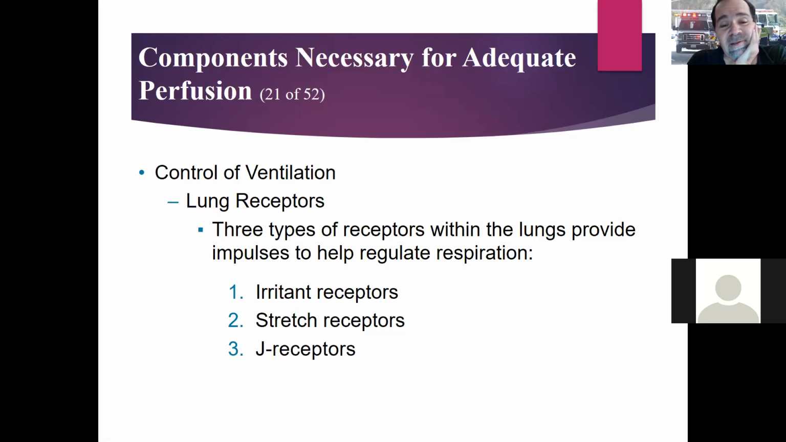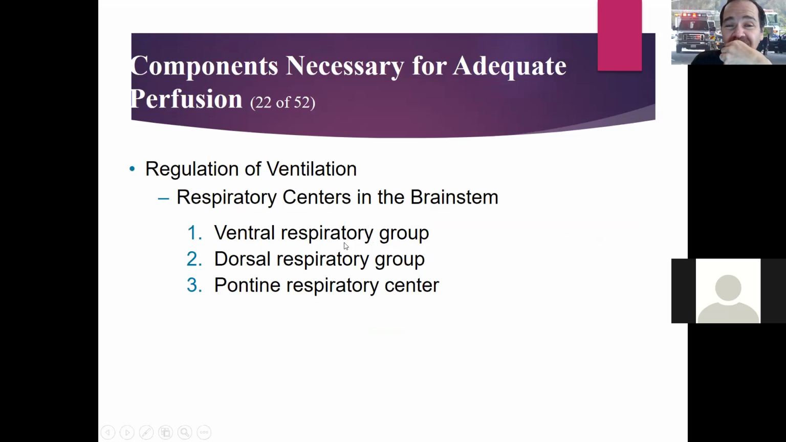Irritant receptors will cause us to cough or sneeze. And then we have the stretch receptors that stop us from inhaling. So if you try to inhale as much as you can right now, there's only going to be a certain amount that you can inhale, simply because the stretch receptors will not allow you to inhale anymore. So for regular ventilation, the respiratory centers in the brain are the ventral respiratory group, the dorsal respiratory group, and the pontine respiratory center also.